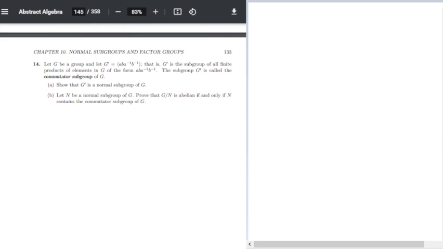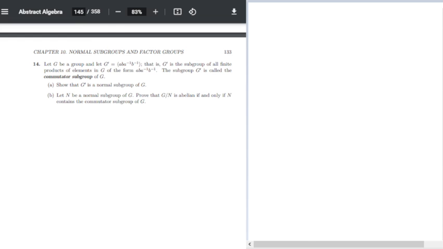Let G be a group, and G prime equals the cyclic group generated by A, B, A^-1, B^-1. That is, G prime is a subgroup of all finite products of elements in G of the form ABA^-1B^-1. This subgroup, G prime, is called the commutator subgroup of G. So first, show that G prime is a normal subgroup of G.